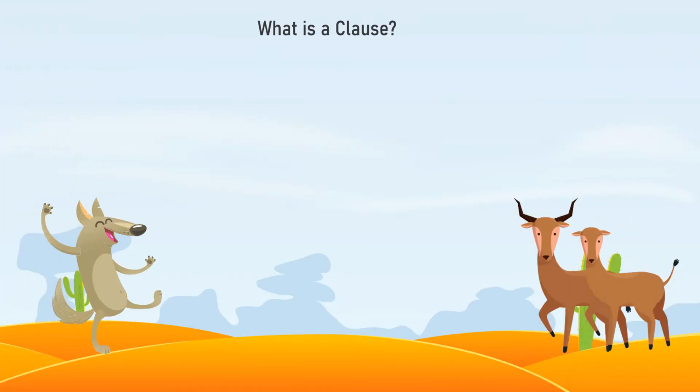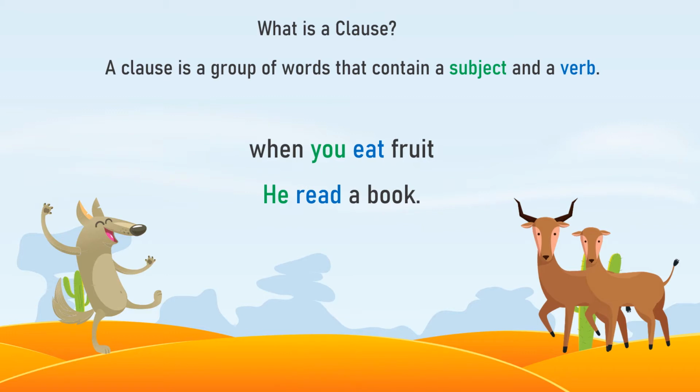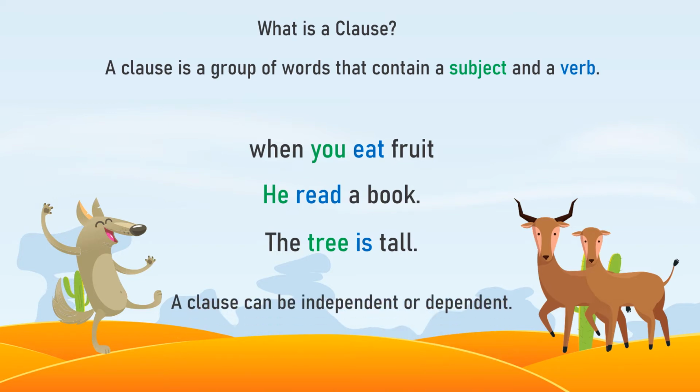What is a clause? A clause is a group of words that contain a subject and a verb. When you eat fruit, the subject is you, the verb is eat. He read a book. The subject is he, the verb is read. The tree is tall. The subject is tree, the verb is is. A clause can be independent or dependent.